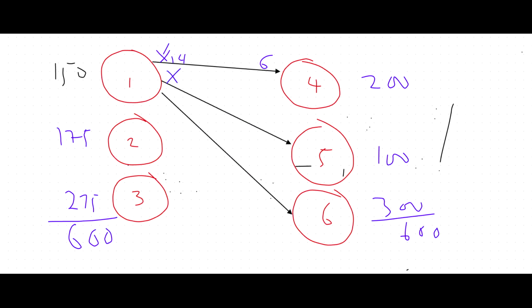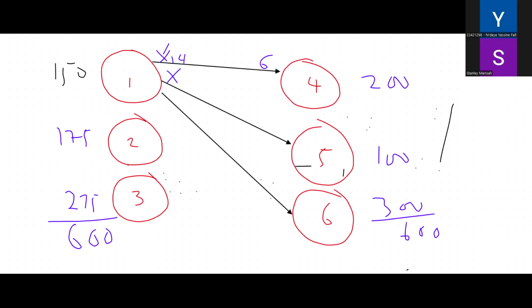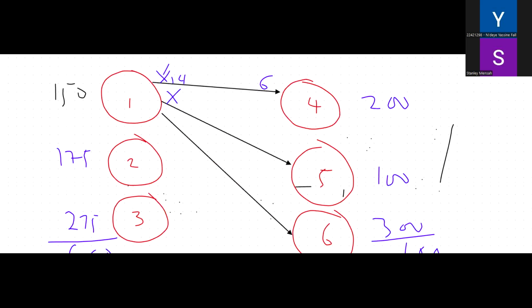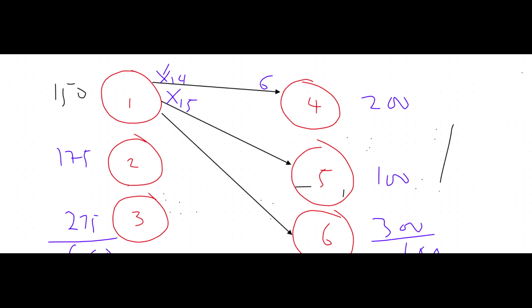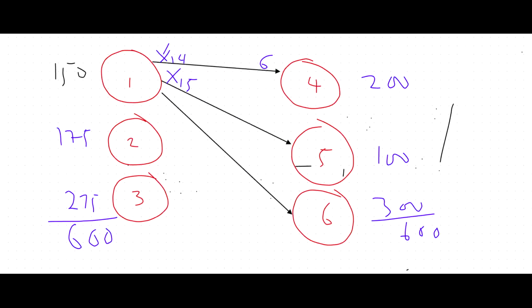Anybody? It's going to be X what? X15. Okay. And when you check the associated cost, that was $8. So it's going to be $8 here. And then the last one is going to be X16, and the cost associated there is $10. That is how you do it.